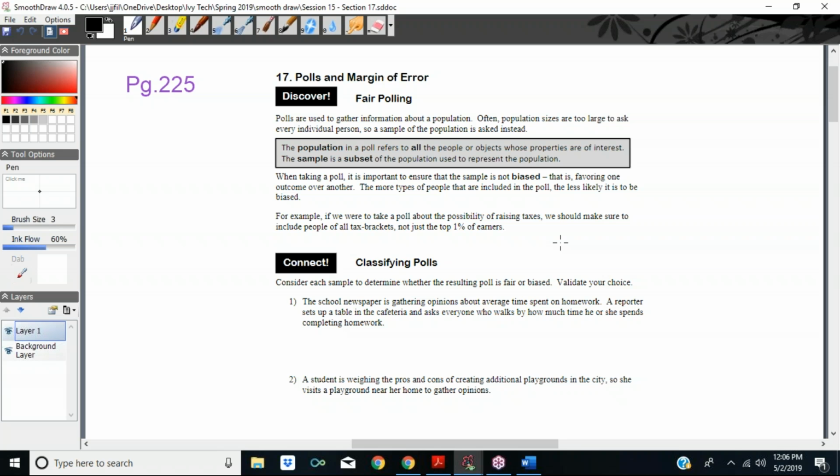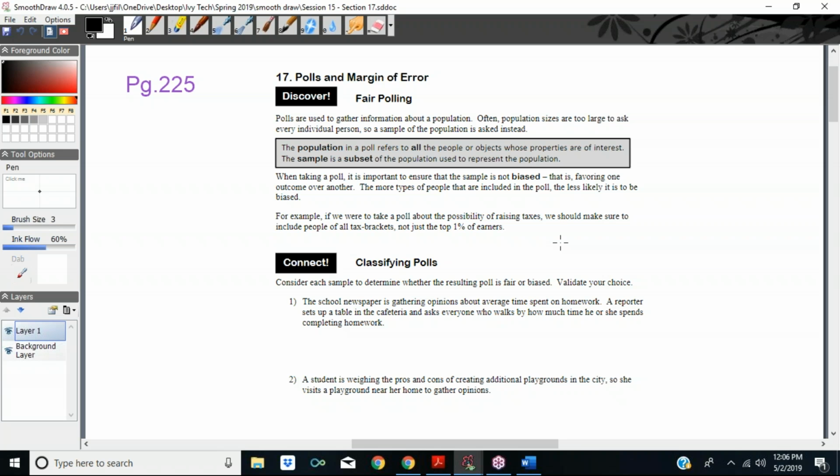So the sample. When taking a poll, it is important to ensure that the sample is not biased, that is, favoring one outcome over another. The more types of people that are included in the poll, the less likely it is to be biased. So if it's not biased, that means it's fair. For example, if we were to take a poll about the possibility of raising taxes, we should make sure to include people of all tax brackets, not just the top 1% of earners.